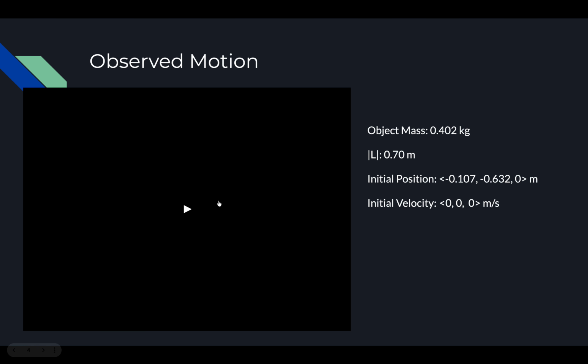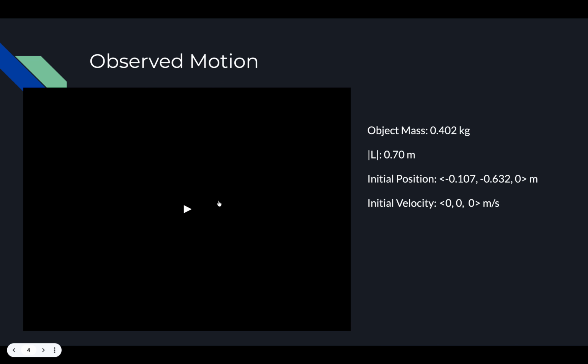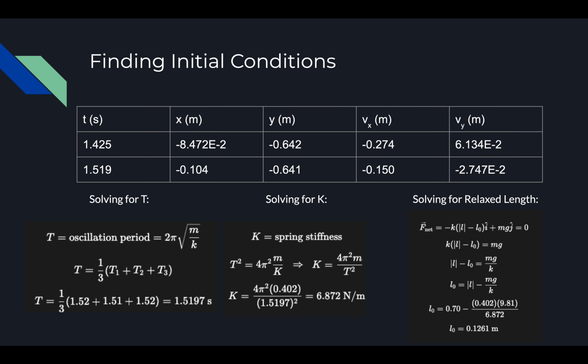Our observed motion. Our object's mass is 0.402 kilograms, our string length is 0.7 meters, our initial position in the x direction is negative 0.107 meters, and our initial position in the y direction is negative 0.632 meters. Our initial velocity is 0 meters per second in all directions. And you saw our video showing the Tracker software.